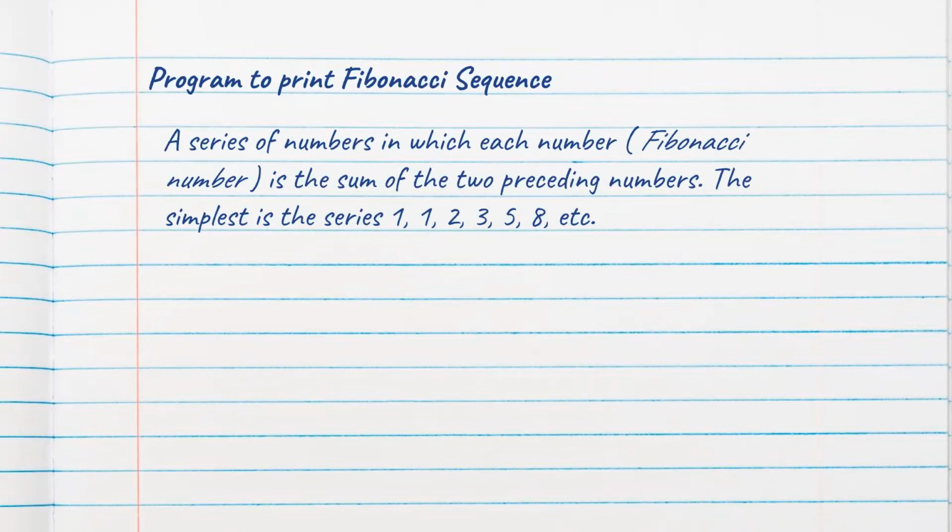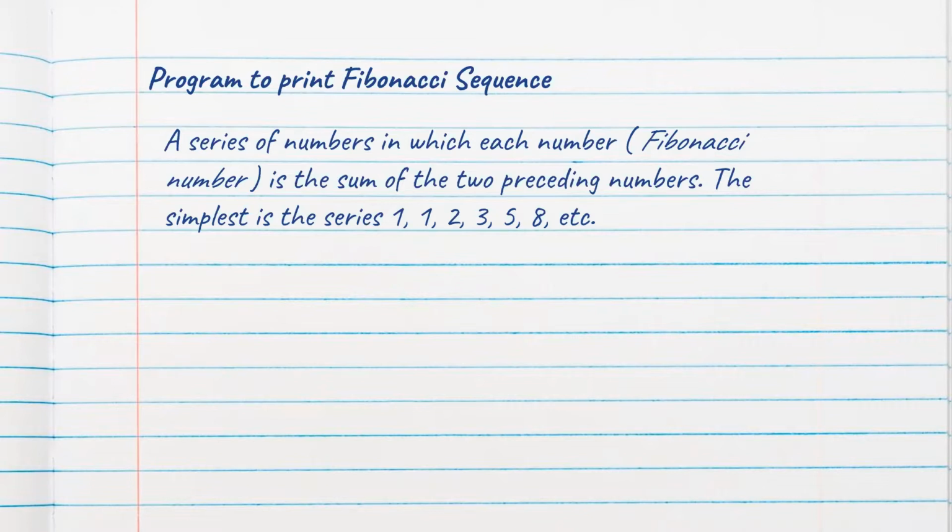In this tutorial, we are going to create a program to print a Fibonacci sequence in C language using a loop. A Fibonacci sequence is a sequence in which each number, which is also known as a Fibonacci number, is the sum of the two preceding numbers.